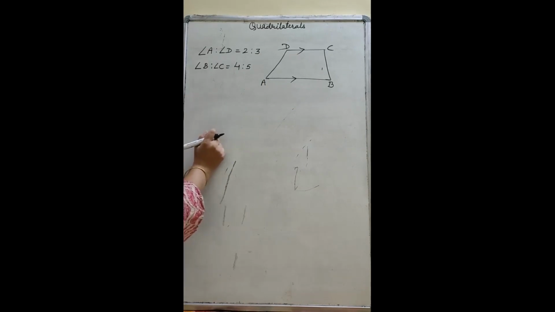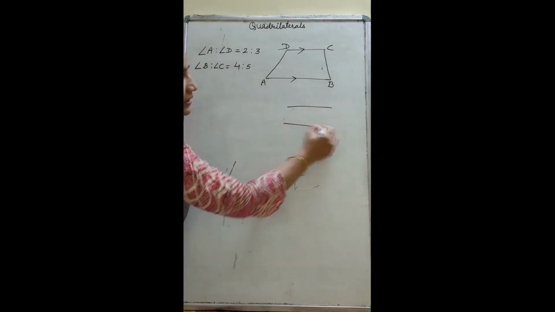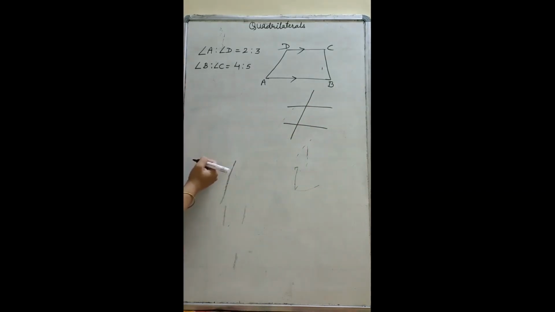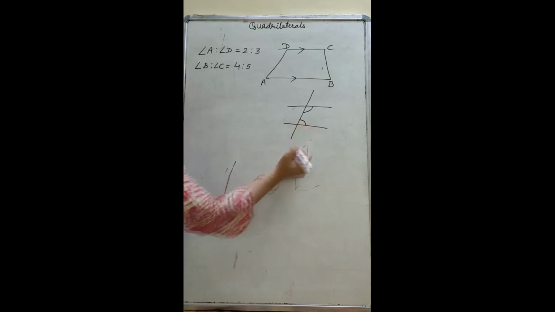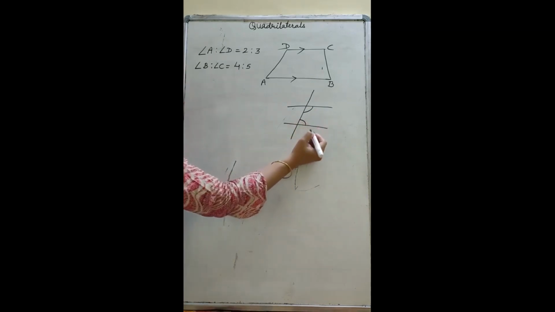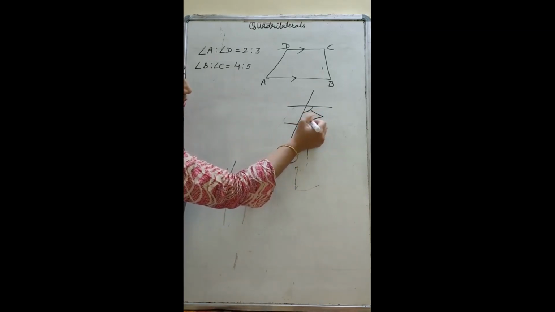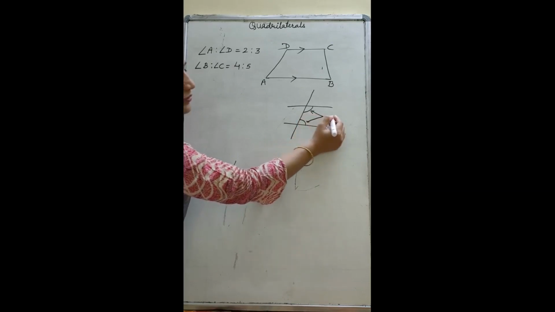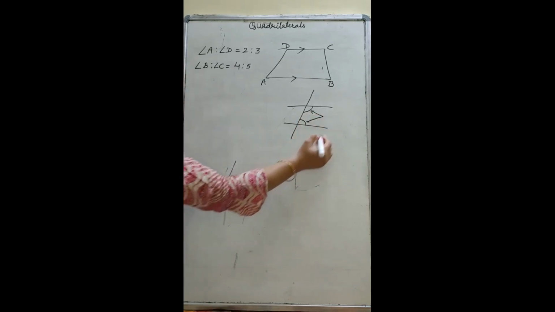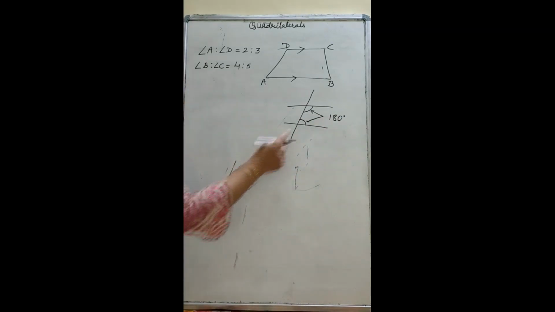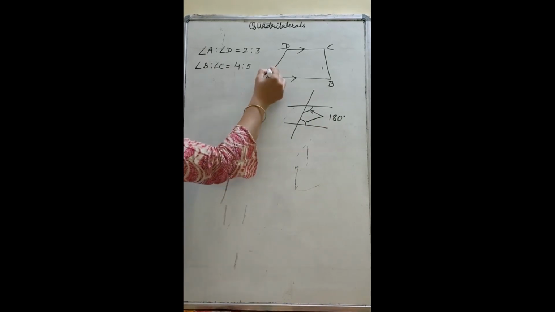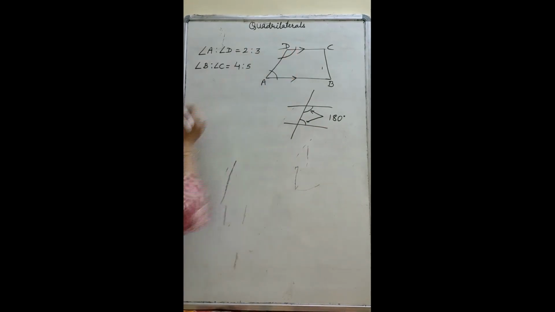So we will use here the property of parallel lines. When two parallel lines are intersected by a transversal, the angles made by these lines inside the parallel lines are the co-interior angles, and the sum of these two co-interior angles is equal to 180 degrees. Or we can say that these two angles are supplementary. The same pair we are getting here in angle A and angle B.